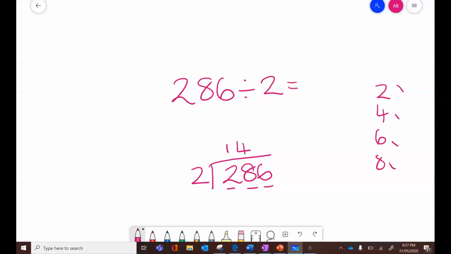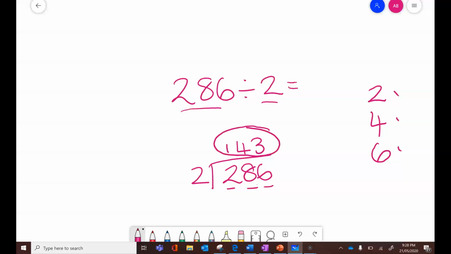And then for the last one, how many times does 2 go into 6? Well, it goes 2, 4, 6. How many sets do we have? 1, 2, 3. So that would be 3 sets of 2. So now my answer, 286 divided by 2, the answer is on the top line, and that is 143. So if I had 286 lollies and I divided them by 2 people, each person would get 143 lollies.